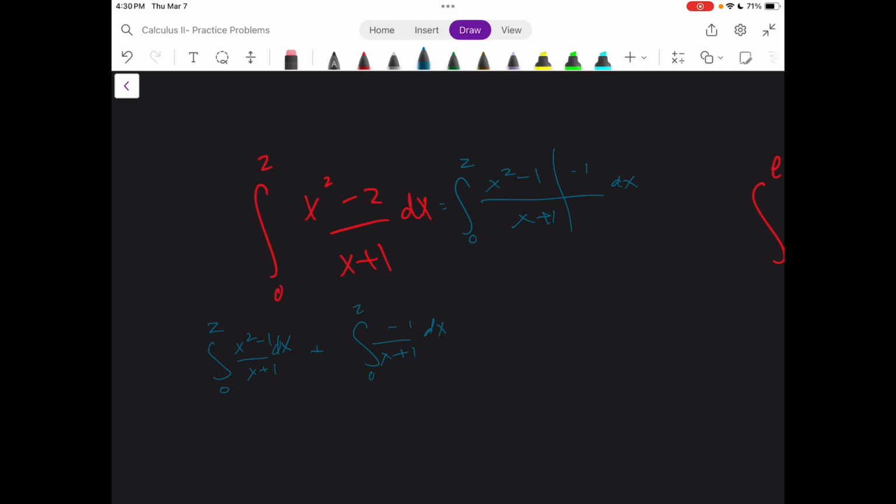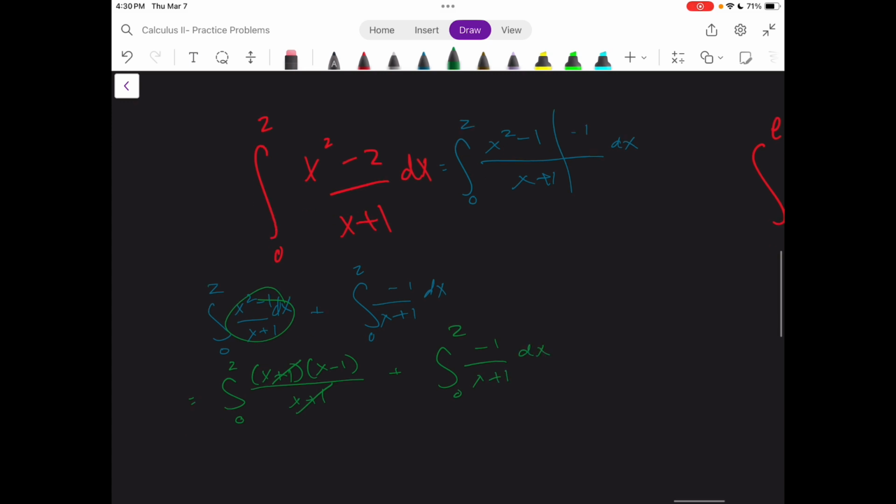The reason why I strategically chose to split it there is because we could rewrite this integral as a difference of squares, which means it can factor to a plus b, a minus b, and that will allow us to cancel these x plus 1 terms. So all of this right here just turns to x minus 1. The right side is going to stay the integral from 0 to 2 of negative 1 over x plus 1 dx.